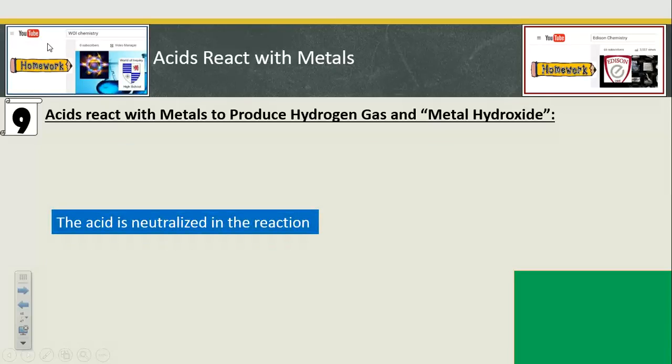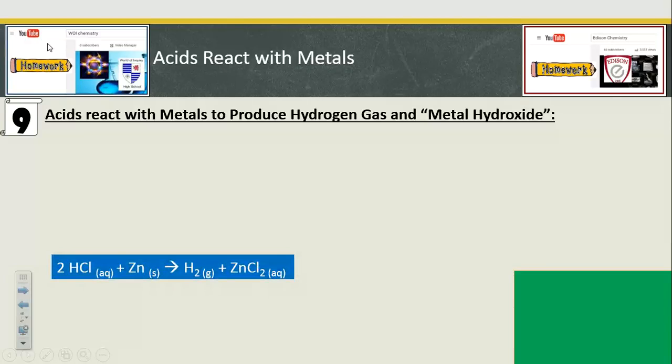Acid gets neutralized in this reaction, so the hydrogen ions that make the compound an acid become hydrogen gas, and so there's no hydrogen ions around to be an acidic acid anymore. For example, hydrochloric acid plus zinc makes hydrogen gas and zinc chloride. So the hydrogen gas, that H2 gas in this picture, comes from two hydrogens off of two different hydrochloric acid molecules combining to make hydrogen gas, H2 gas. The chloride ions hop onto the zinc to make the zinc chloride.